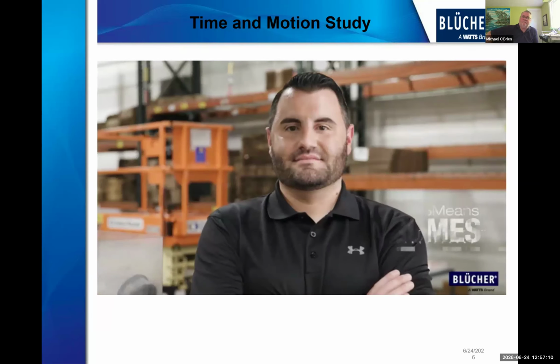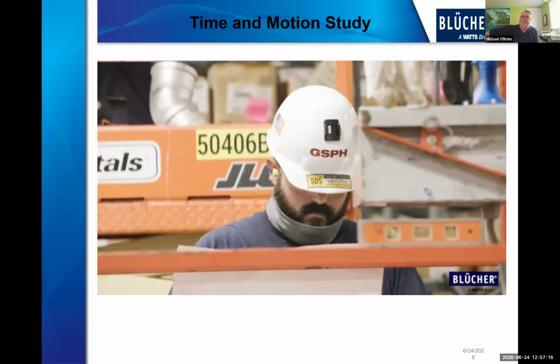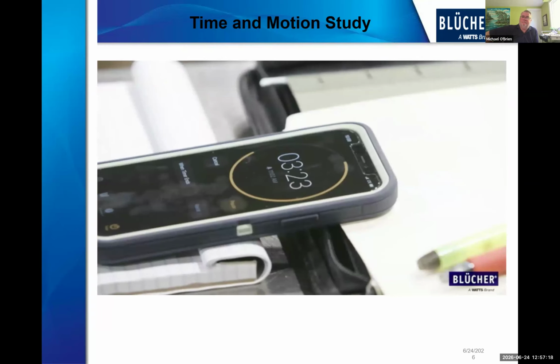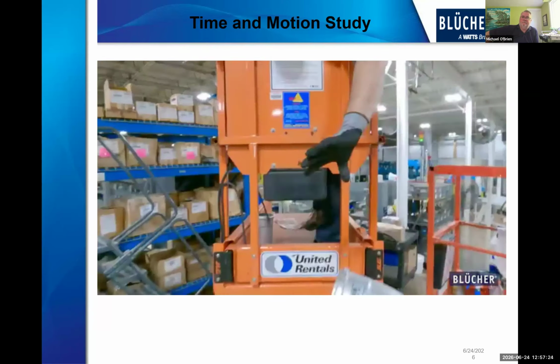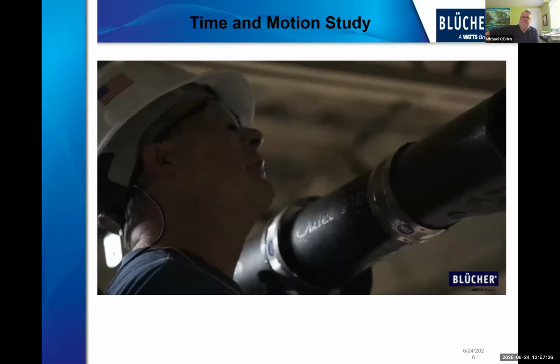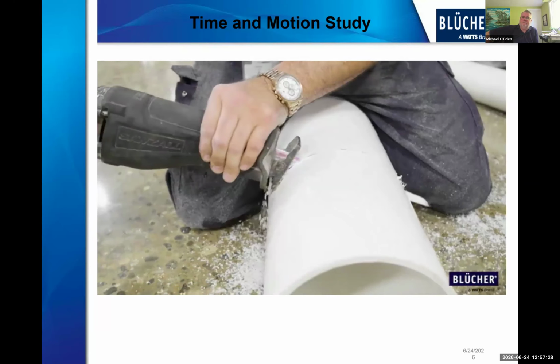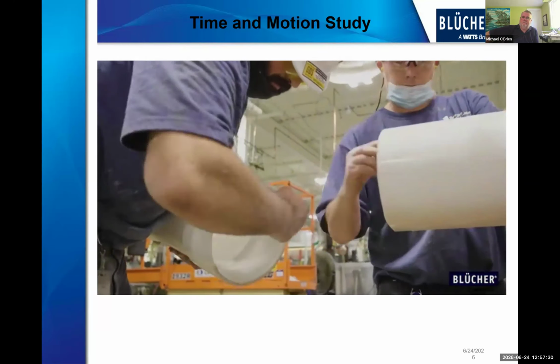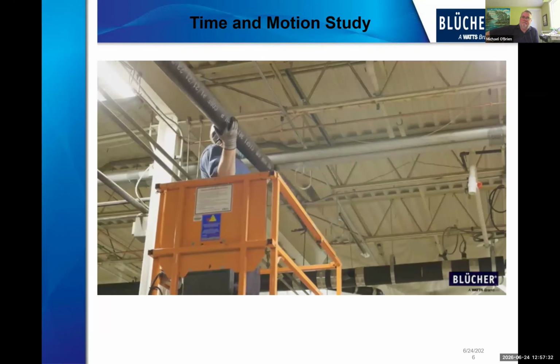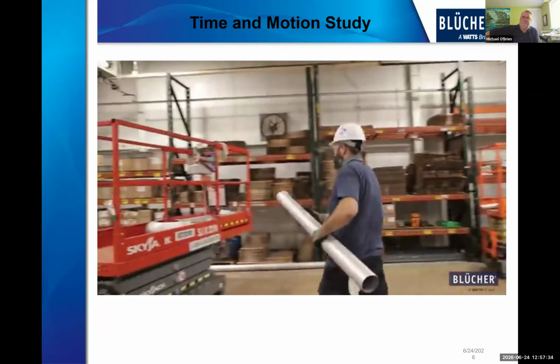RSMeans data is essentially benchmark data. We put in over 22,000 hours of research every year, publish over 85,000 unit cost lines. So Watts Water hired RSMeans specifically to conduct a time and motion study comparing the installation broken down by task of three different types of drainage pipes. PVC, cast iron, and the BLÜCHER stainless steel.